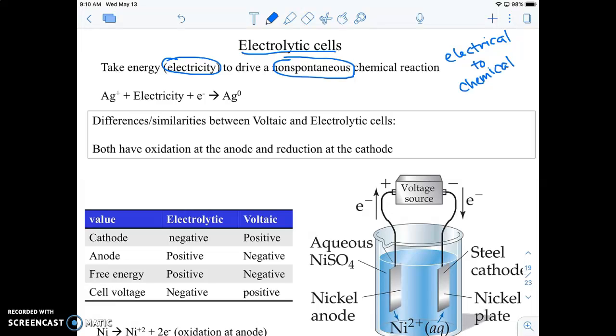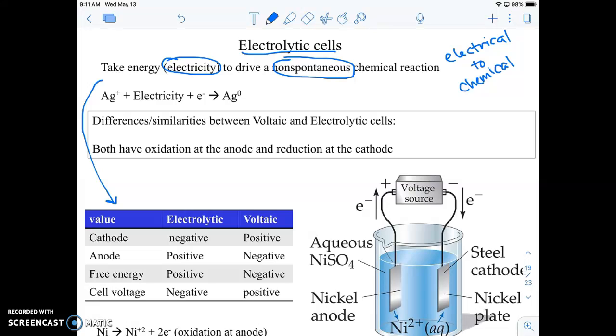There are a lot of other differences. So I'm just going to draw an arrow down here. Differences between electrolytic and voltaic cells. So the charges of the cathode and the anode are different. They're the opposite. And if you calculated Gibbs free energy, the signs would be the opposite because one's spontaneous and one is not. And if you calculated the E cell, the cell voltage, those values would also be opposite of each other because, again, one is spontaneous and one is not.